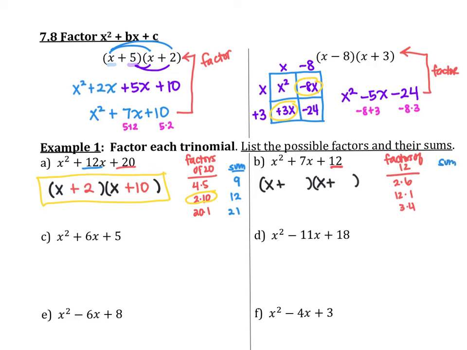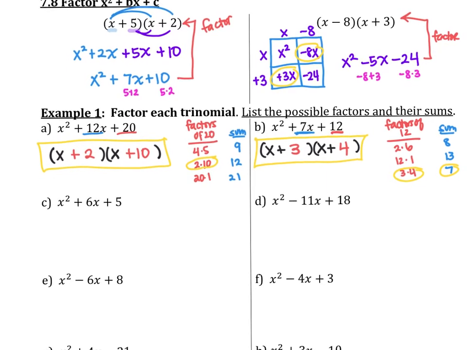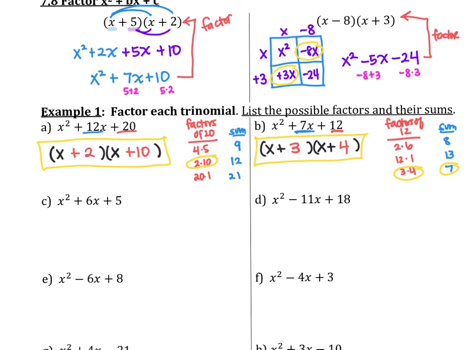So if I add 2 and 6, I get 8. 12 plus 1 is 13. 3 plus 4 is 7. I want to pick the one that adds up to positive 7. Let's see, that's this, which means the 3 and the 4 were the correct values. So I'm going to put 3 and 4. And which one I put in which spot doesn't matter. And again, if I multiplied it out, that's the one that would end up matching the original problem. Okay, I'm going to keep doing the same thing.